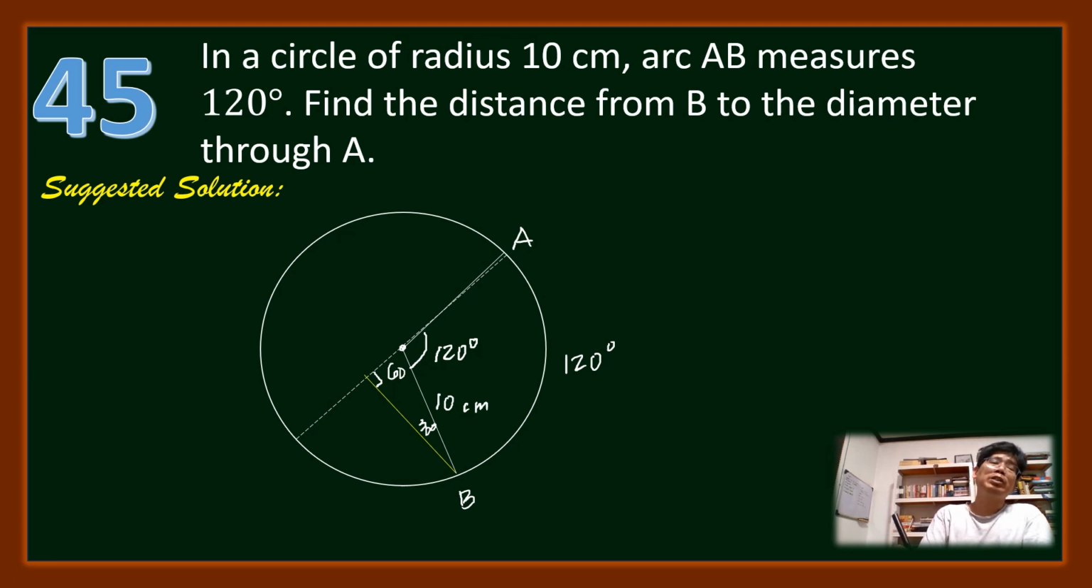So we have a special right triangle, following again the 30, 60, 90 degree triangle theorem. If the hypotenuse is 10 centimeters, then the length of the side opposite 30 degrees is half this measure, that is 5 centimeters. And the side opposite 60 degrees, that is the distance from B to the diameter, is square root of 3 times as long as the length of the side opposite 30 degrees. Then this is 5 square root of 3.